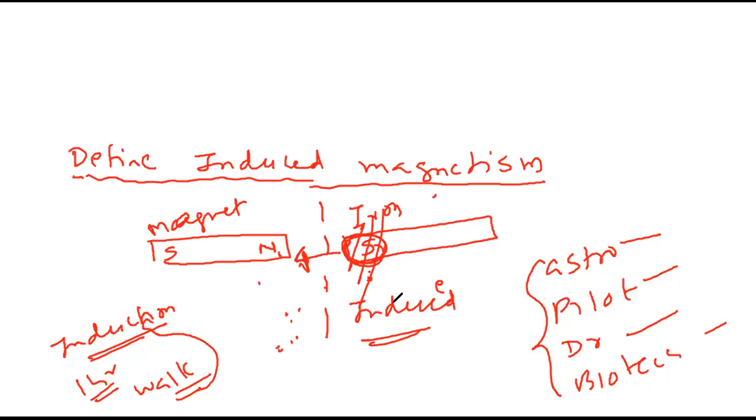The temporary magnetism acquired by a magnetic material when it is kept near a magnet, not in contact, just near, is called induced magnetism. Suppose this is a magnet and I keep a nail here. The nail will get attracted to the magnet. That means the nail has developed the property of south pole and the other end north pole. This property is called induced magnetism. Clear? Is the induced magnetism permanent or temporary? Temporary. Right. Definition.